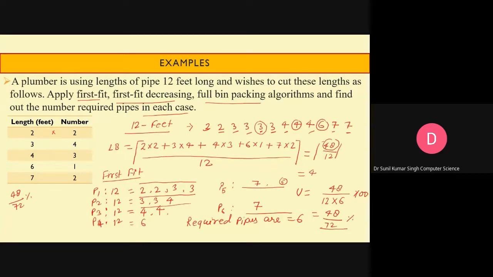So this is the working of the first fit algorithm. Now let's move on to the next part of it, first fit decreasing.